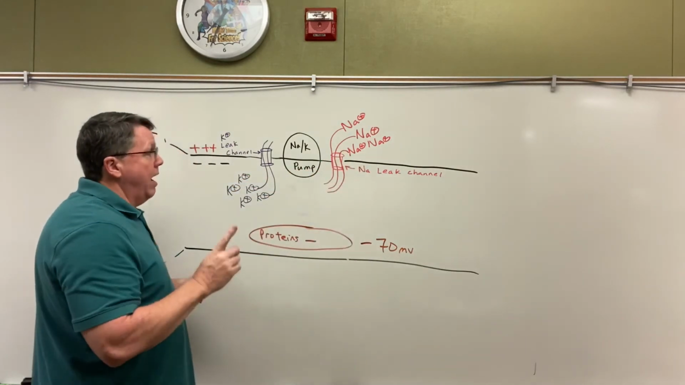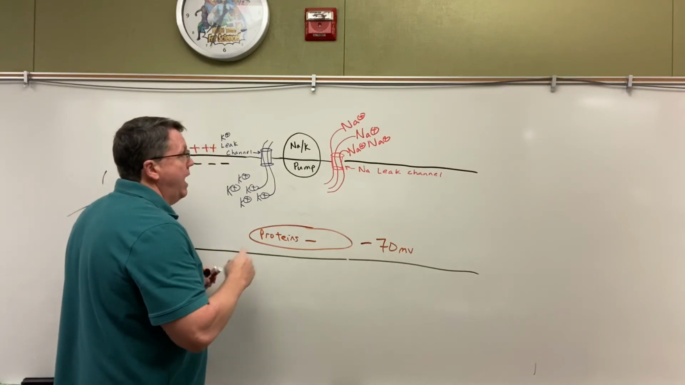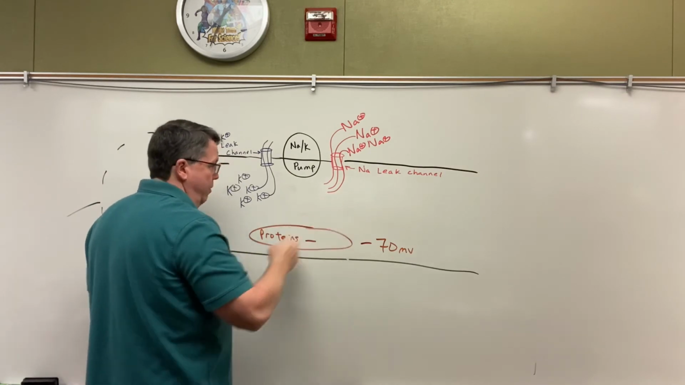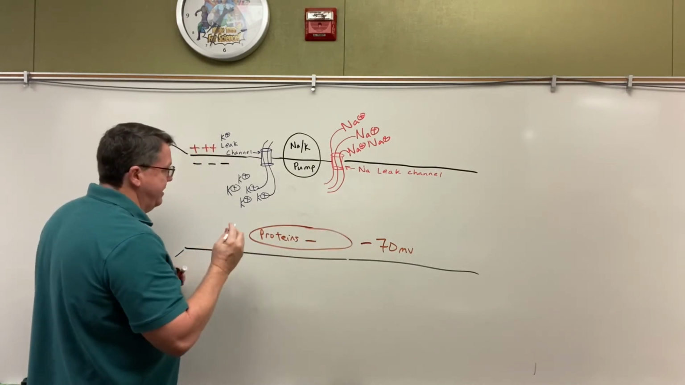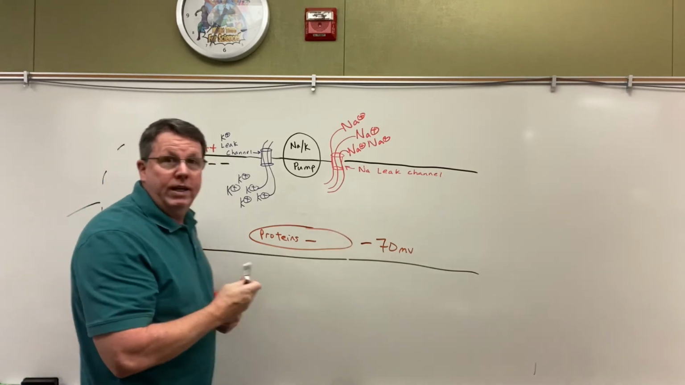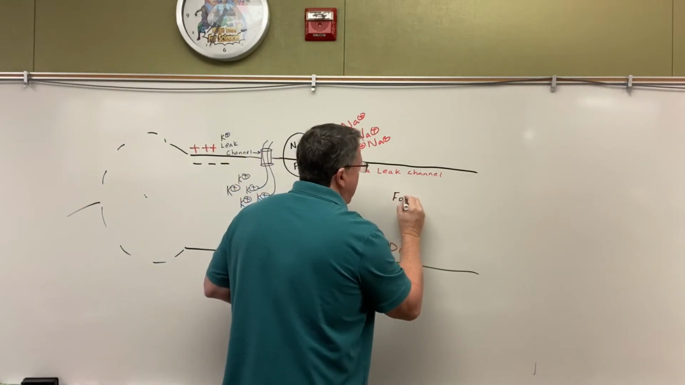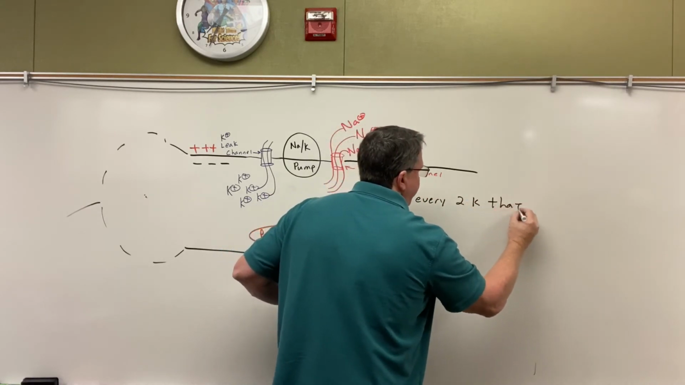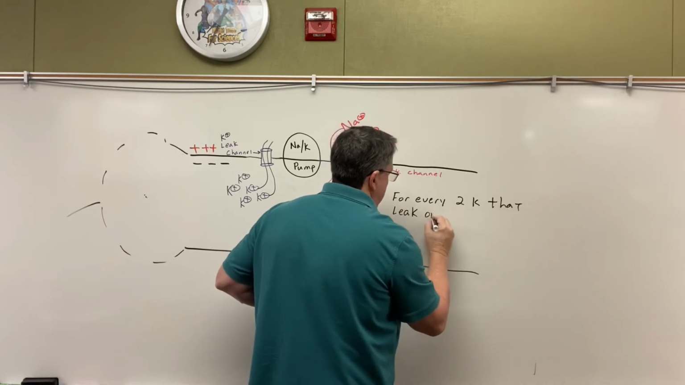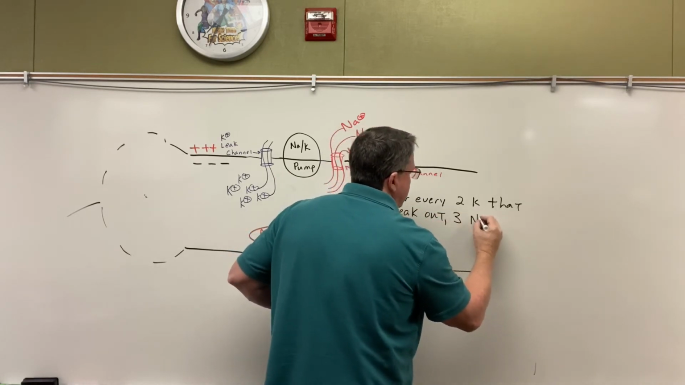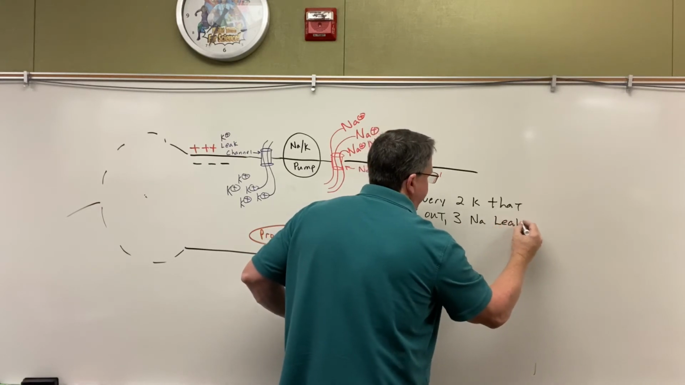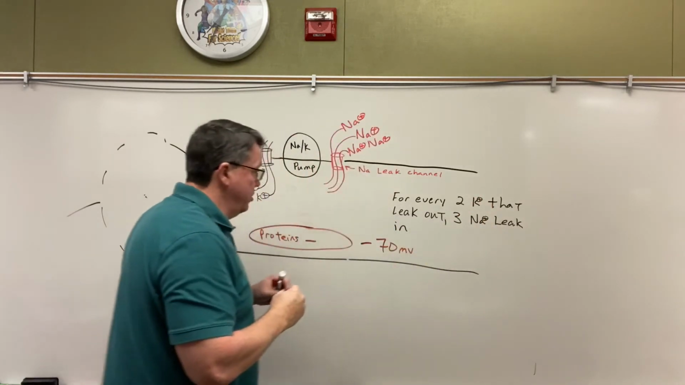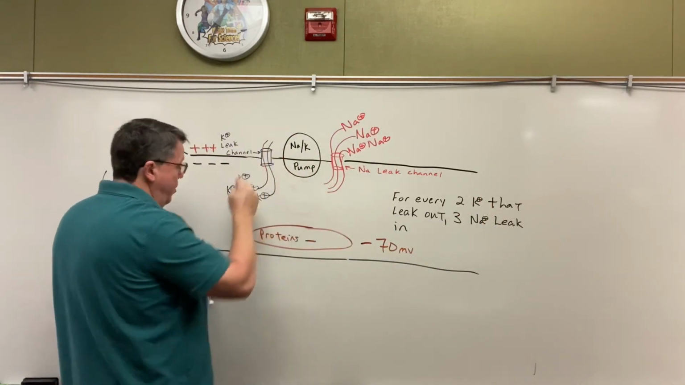Okay? So now, if you notice on here, what happened is I drew 2 potassiums, but I drew 3 sodiums. So for every 2 potassiums that leak out, 3 sodiums leak in. Okay, 3 sodiums leak in. So we got 1, 2, 3, 1, 2.